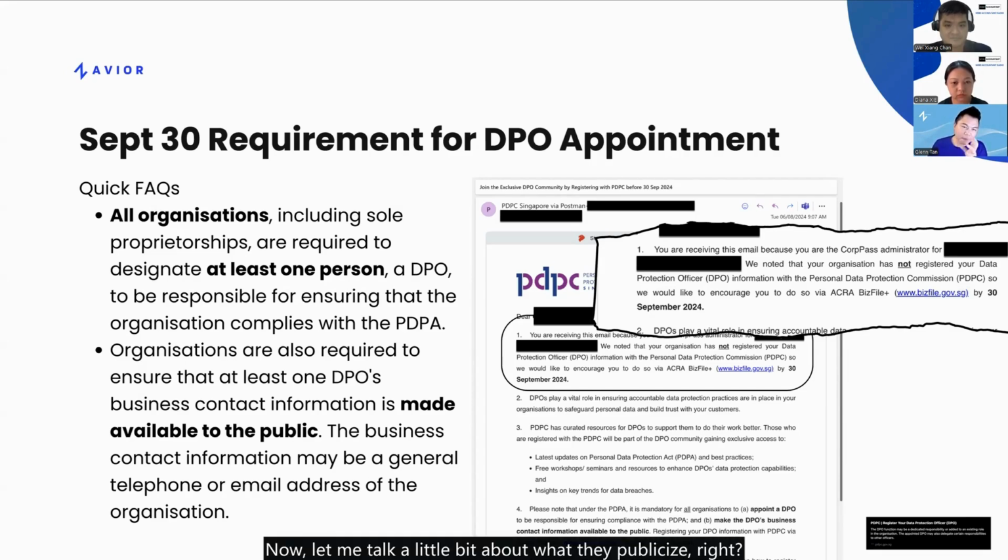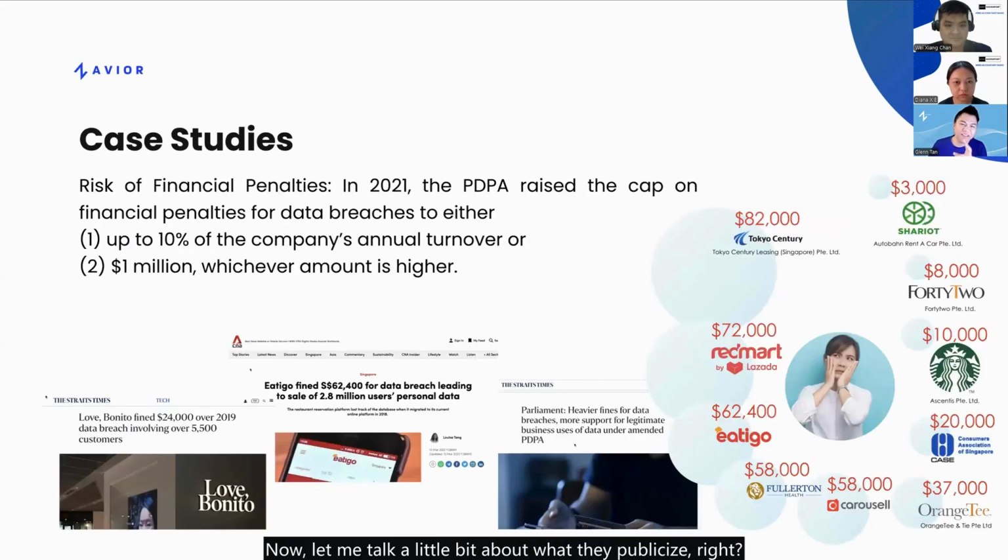Now, let me talk a little about what they publicize. What's the biggest risk everyone has to face? The biggest risk is that they can fine up to 1 million for any data breach, or up to 10% of the company's annual turnover. That's the law already. It's been around for many years, they just haven't enforced it.